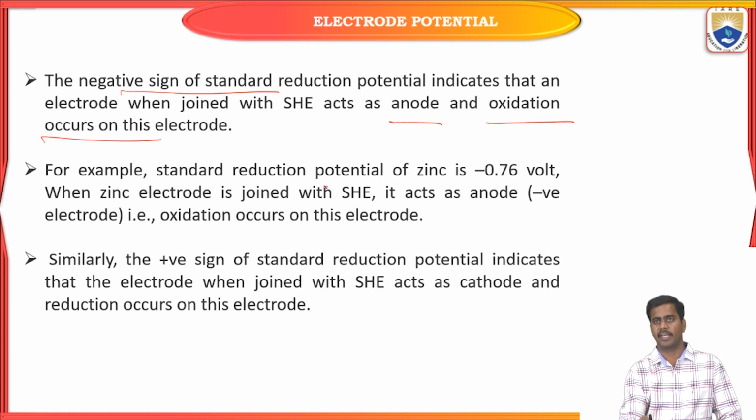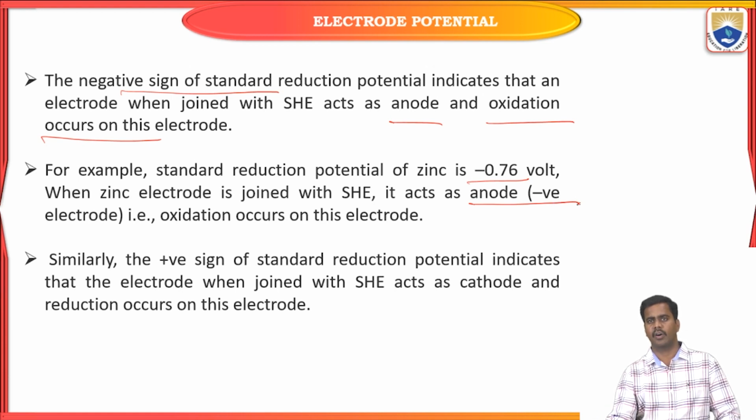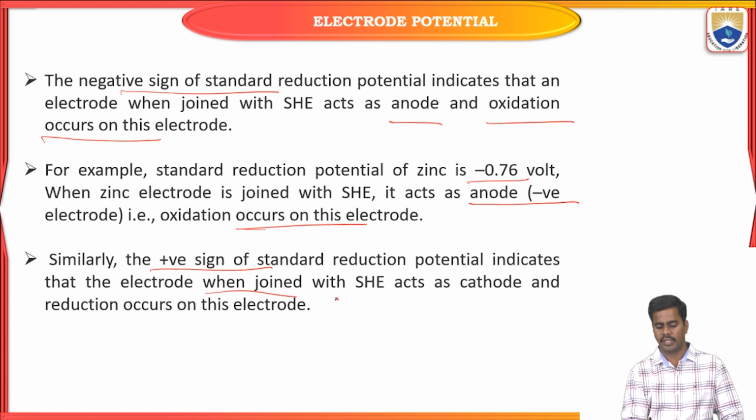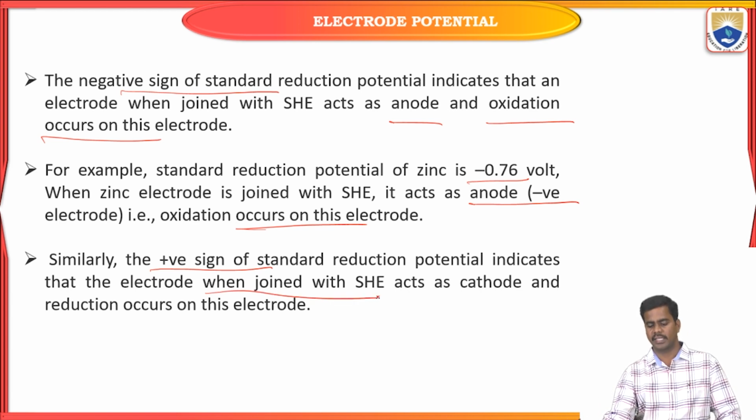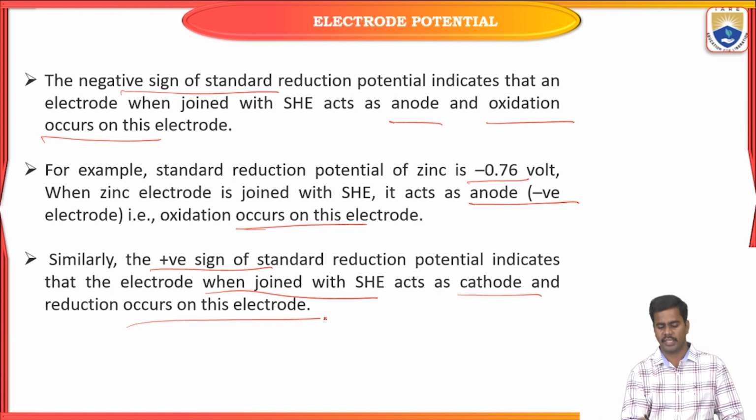For example, the standard reduction potential of zinc is minus 0.76 volts. When the zinc electrode is joined with the standard hydrogen electrode, it acts as an anode, and oxidation occurs on this electrode. Similarly, the positive sign of the standard reduction potential indicates that the electrode, when joined with the standard hydrogen electrode, acts as a cathode, and the reduction reaction takes place.